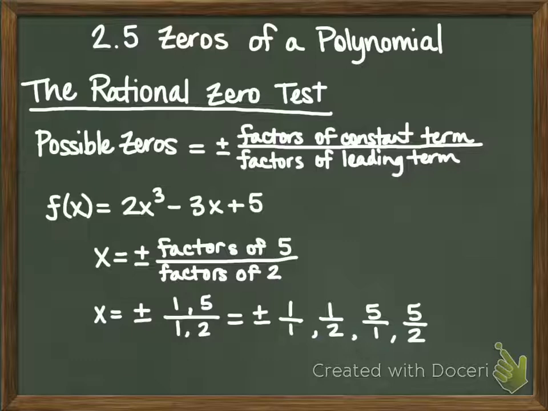If you can simplify them, go ahead and simplify. So this is going to be positive and negative, 1, 1/2, 5/2, and 5. So these are the possible solutions for a polynomial. Instead of just all the numbers in the world, I've narrowed it down to these possibilities.